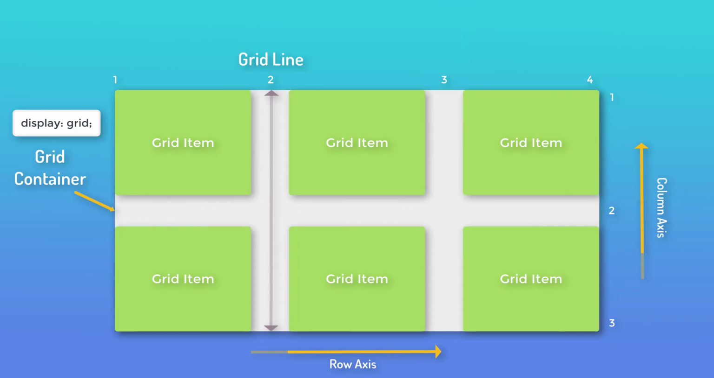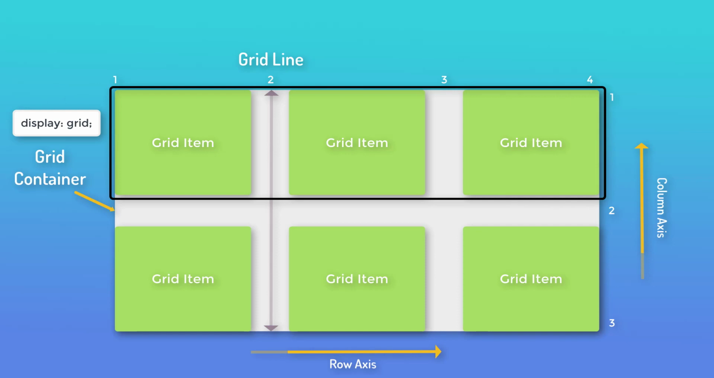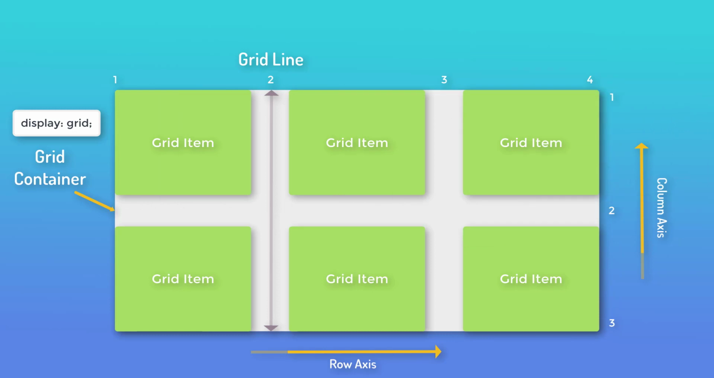In this grid container, this is called the grid rows and this is called the grid columns. These small boxes, which are grid items, are also called grid cells. So now we can start working on grid.